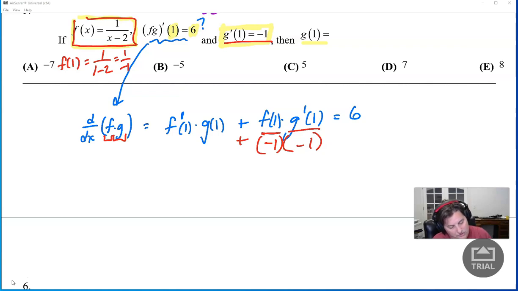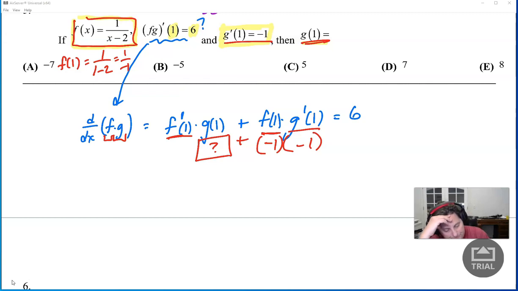Making my way backwards. g of 1. Now, that's what I'm looking for, right? So I'm not really sure what g of 1 is. That's what I'm trying to find. But f prime of 1. Okay, this one's a little bit trickier, but it basically says what's the derivative at 1, right?